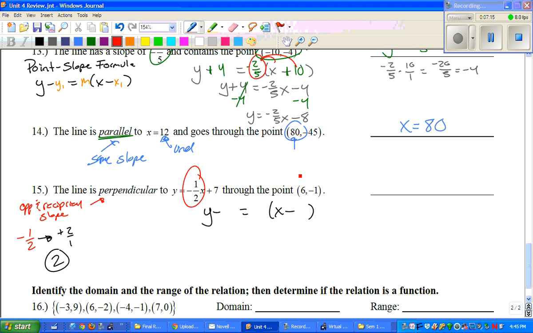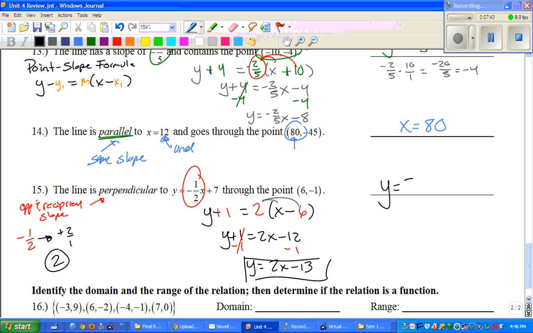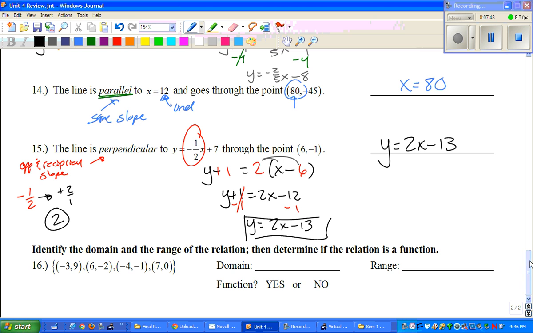So we can go into point-slope form. Okay, 2, negative 1, and 6. Distribute your 2. Y plus 1 equals 2x minus 12. To get the y by itself, subtract 1 from both sides. Y equals 2x minus 13.